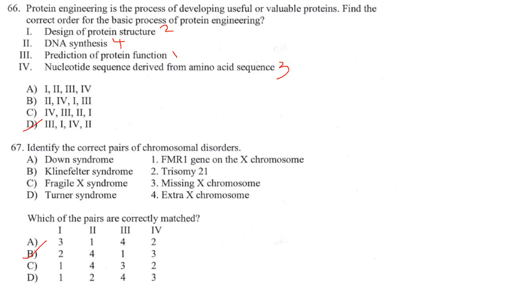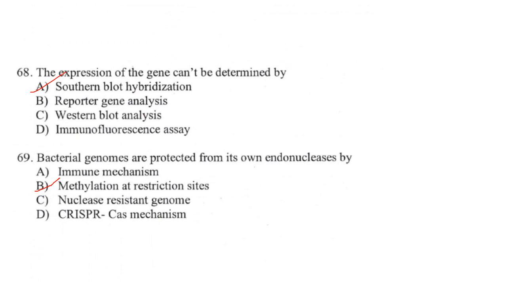Identify the correct pair of chromosomal disorders. Down syndrome. Which pairs are correctly matched? Down syndrome, it is 2, that is trisomy 21. Okay, B itself is correct because B is the only one having 1, 2. Okay, we'll see the others also. Klinefelter syndrome is extra X chromosome. Fragile X syndrome is FMR1 gene on the X chromosome, and Turner syndrome is missing X chromosome. So the answer here is option B.